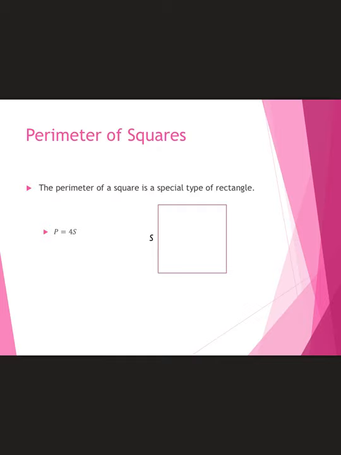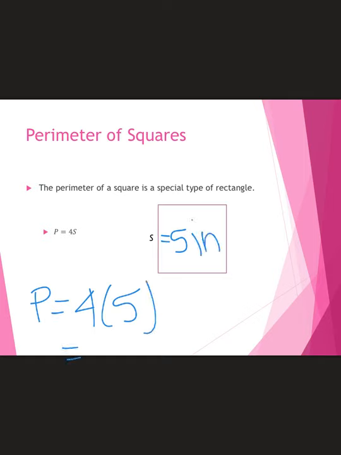The perimeter of a square is a special type of rectangle. Since a square has equal sides, you would just be doing side plus side plus side plus side, that is the same as 4s. So let's say that I have an s equal to 5. Then I could just say the perimeter equals 4 times 5, and let's throw some units in here, so inches. So that would be 20 inches.